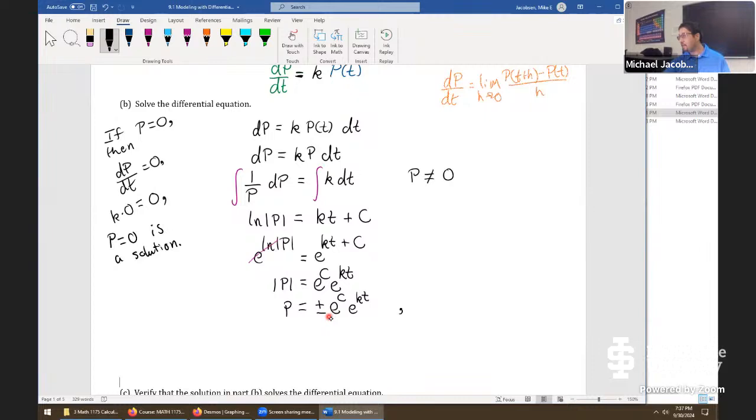We'll say, let c1 equal positive, negative e to the power of c. So on the next line, we can say p equals c1 e to the power of kt. We're almost there. That's just about the solution, but we can go even further than this. First, any questions, folks, by the red dot?